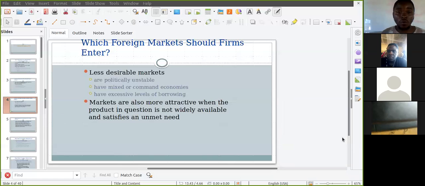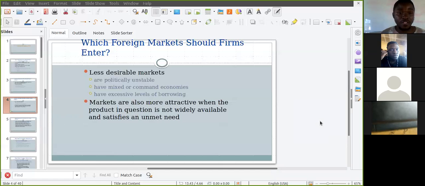Have a mixed or command economies. When we look at what caused the Indian government to force the Coca-Cola company out of their country, it was because of the command political structure that they had during that period.